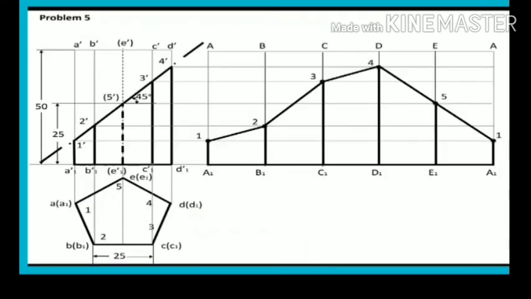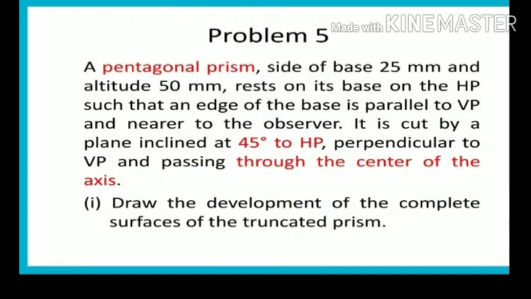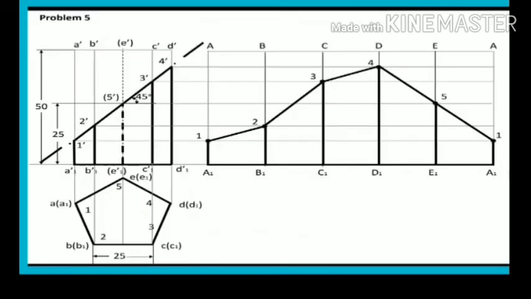Now we will study the next problem on the pentagonal prism, side of base 25 mm and altitude, meaning height, 50 mm, resting on its base on HP, such that an edge of the base is parallel to VP and nearer to the observer. It is cut by a plane inclined at 45 degrees to HP, perpendicular to VP and passing through the center of the axis. Draw the development of the complete surface of the truncated prism.